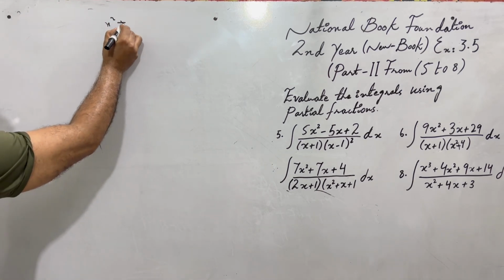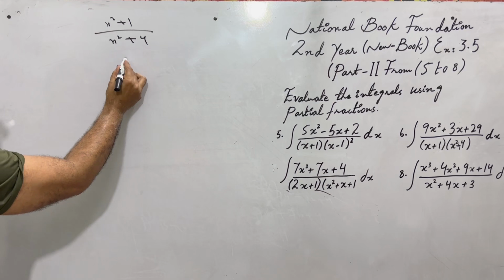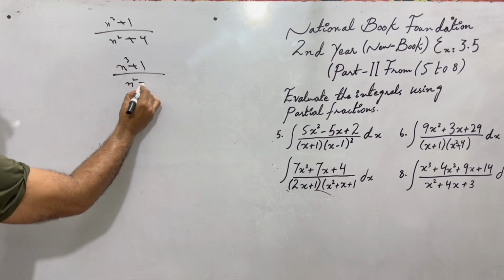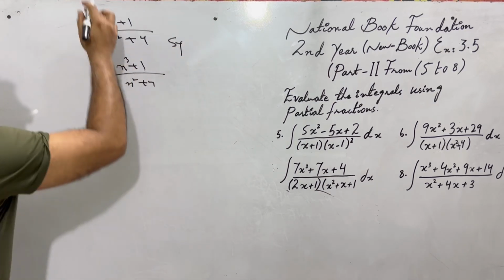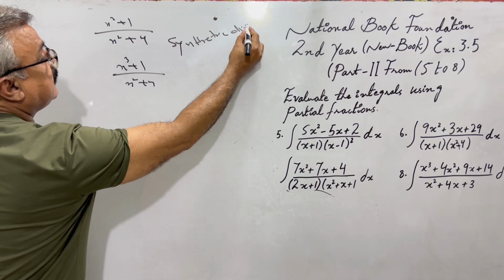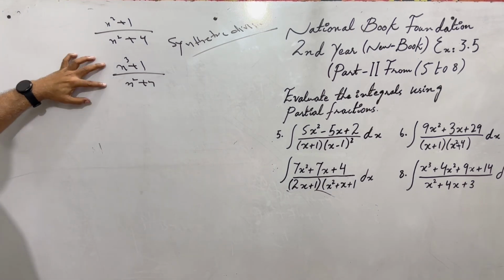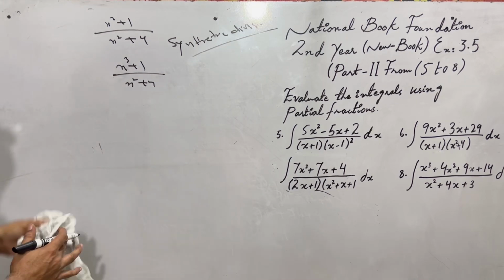Look at this: x square plus 1. Synthetic division. If degree of numerator is greater than degree of denominator, synthetic division. These both are cases of synthetic division. Mark my words. When to apply synthetic division? If the degrees of numerator and denominator are the same, or the degree of numerator is greater than denominator. So that's the case here in question number 8.